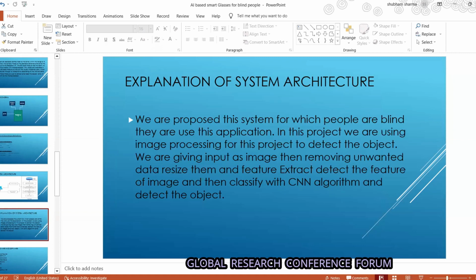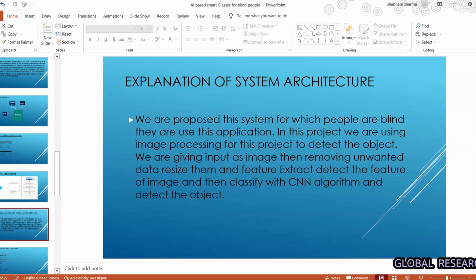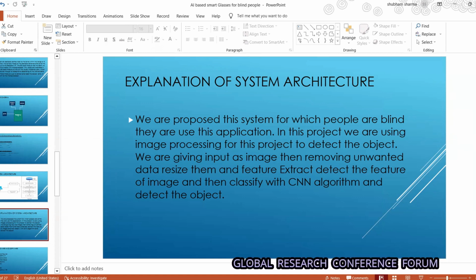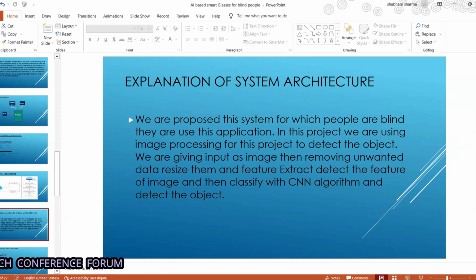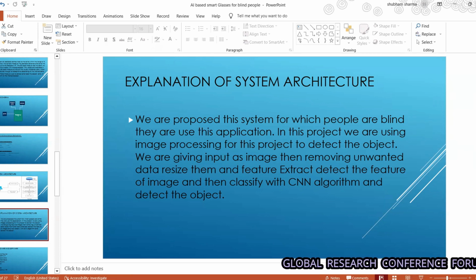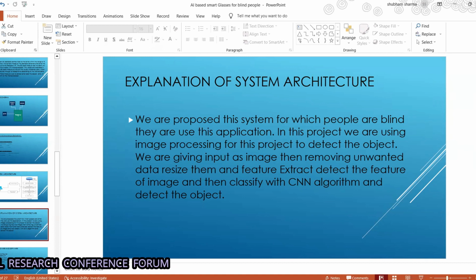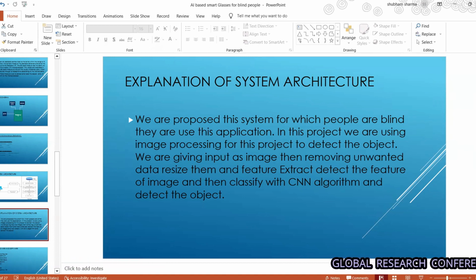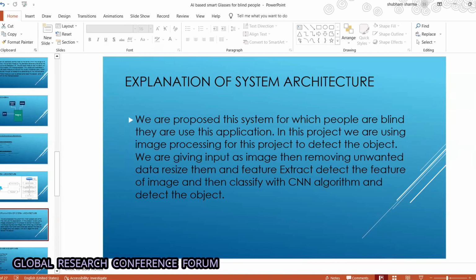Next is the explanation of the system architecture. We have proposed the system for people who are blind, and they are using this application. In this project, we are using image processing to detect the object. We give an input image, remove unwanted data, then extract and detect the features of the image, and then classify using CNN and ML algorithms, and the object will be detected.